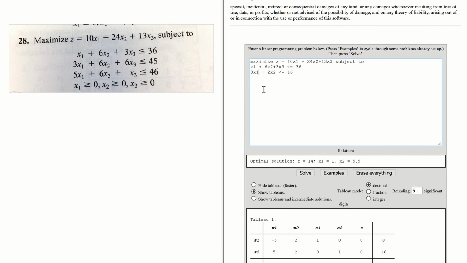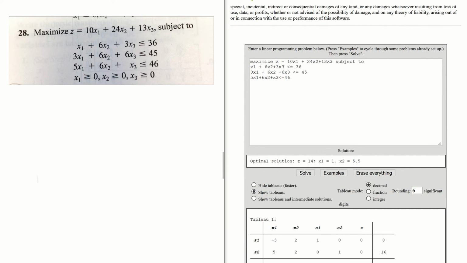Next, 3x1 plus 6x2 plus 6x3. Again, the spacing doesn't matter here. Less than or equal to 45. Then 5x1 plus 6x2 plus x3 less than or equal to 46. It might be easier to just type it from the get-go. And again, x1, x2, x3 are all positive, so we don't need to include those. I'm going to go ahead and solve.